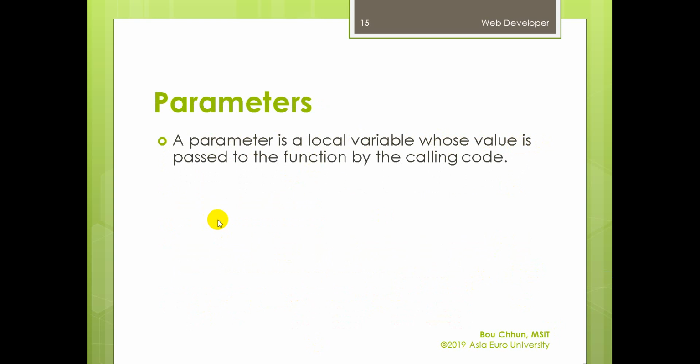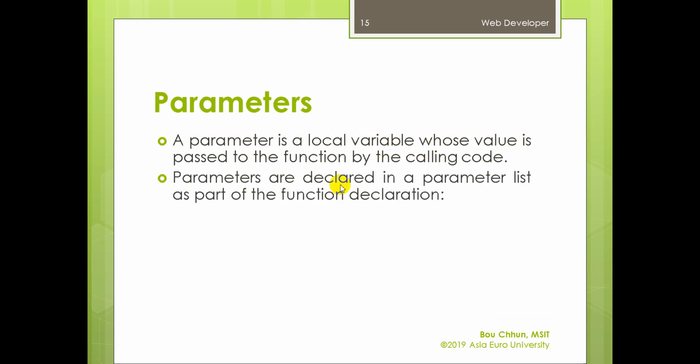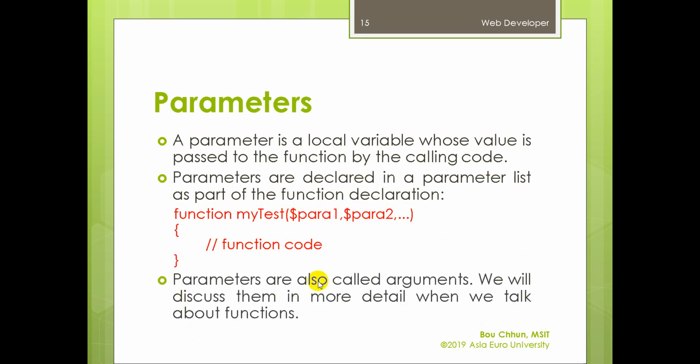And then a parameter is a local variable whose value is passed to the function by the calling code. Parameters are declared in the parameter list as part of the function declaration. You can use a parameter in a function to transfer a value into the function. We will discuss them in more detail when we talk about functions.